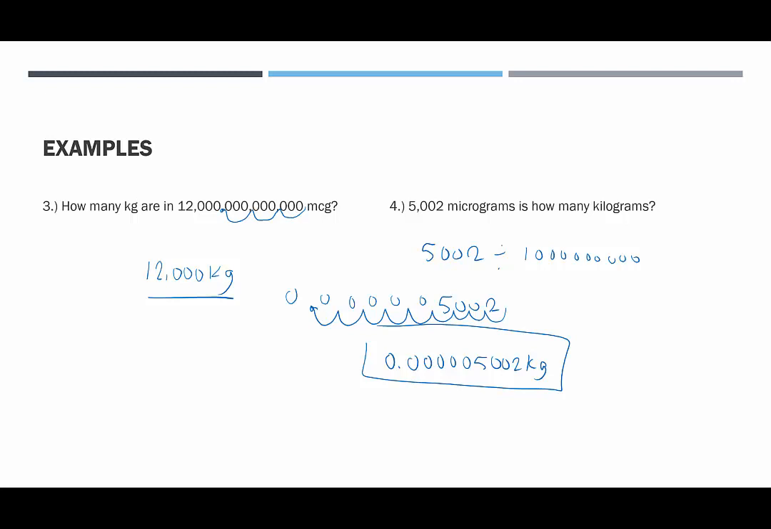These have been examples of converting from micrograms into kilograms by dividing by 1 billion or moving the decimal point 9 places to the left.